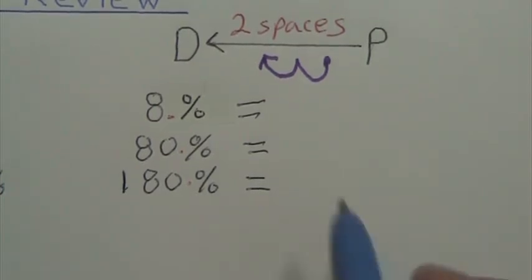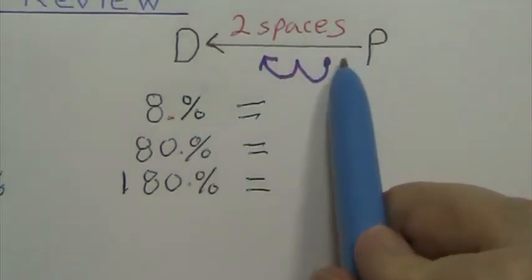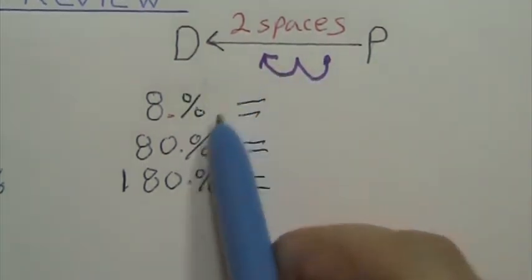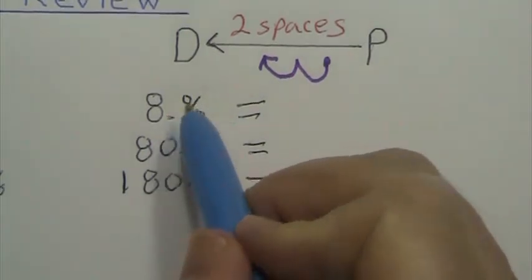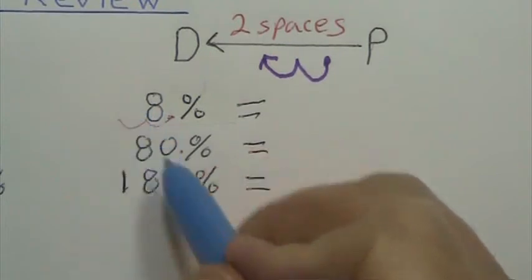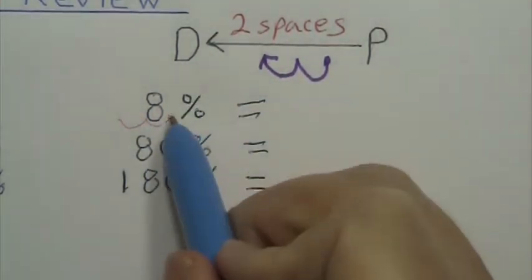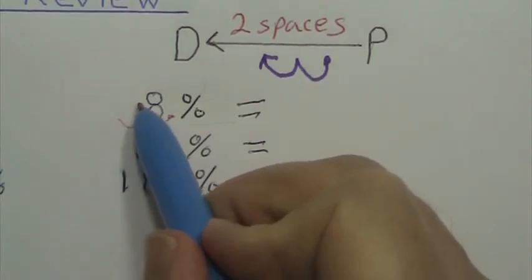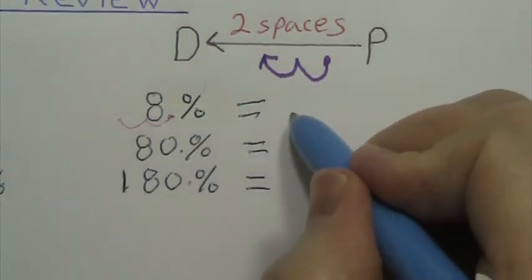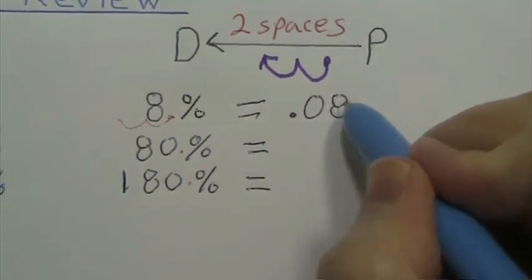So we need to move it 2 spaces, but going to the left. From P to D, percent to decimal, 2 spaces to the left. So if that's the decimal, you would move it 2 spaces. 1, 2. Notice you need a space holder there. So the decimal moved from there to here, and you need a space holder. So it is 0.08.